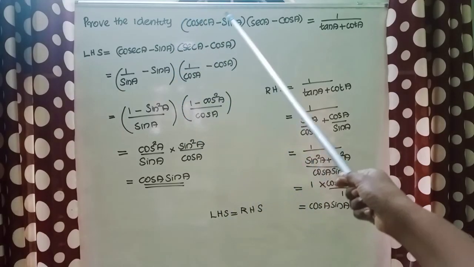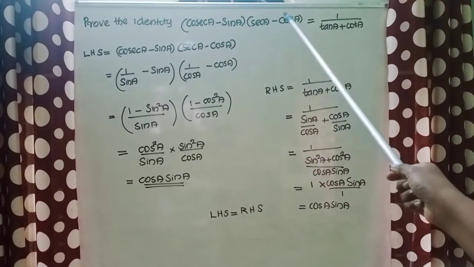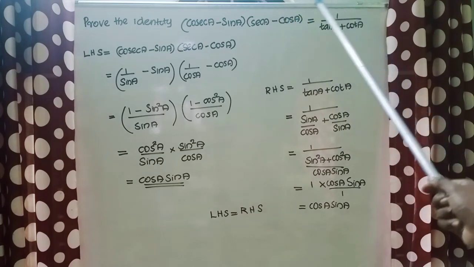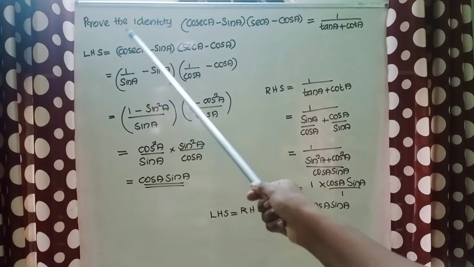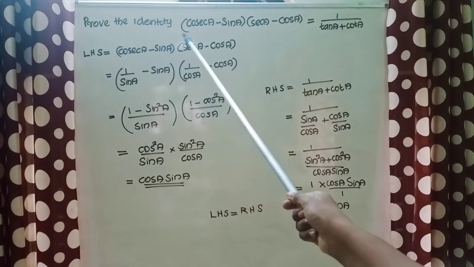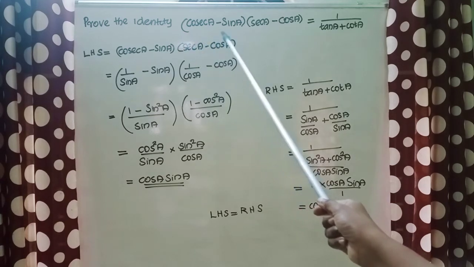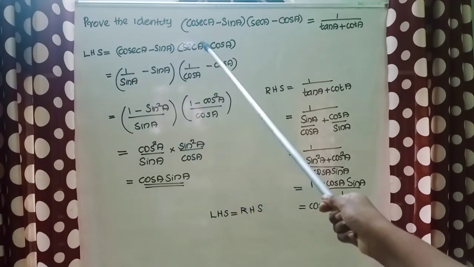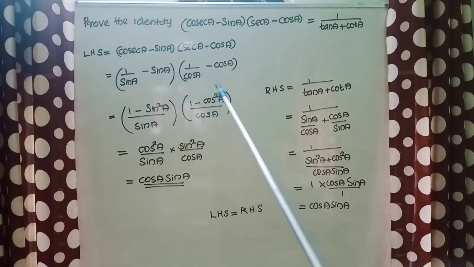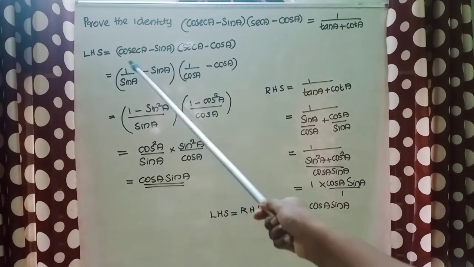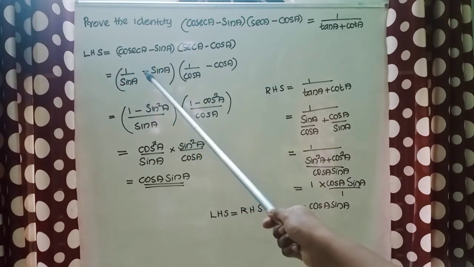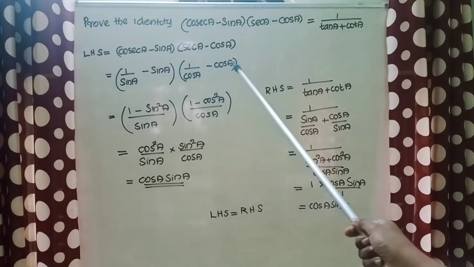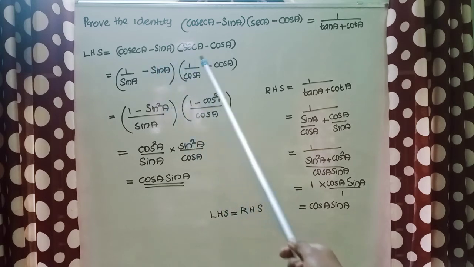Prove (cosec A minus sin A) into (sec A minus cos A) equal to 1 by (tan A + cot A). So consider the LHS. (Cosec A minus sin A) into (sec A minus cos A). Cosec A we are going to change as 1 by sin A. Sec A we are going to change as 1 by cos A. So we get that is equal to (1 by sin A minus sin A) into (1 by cos A minus cos A). So let us cross multiply here.